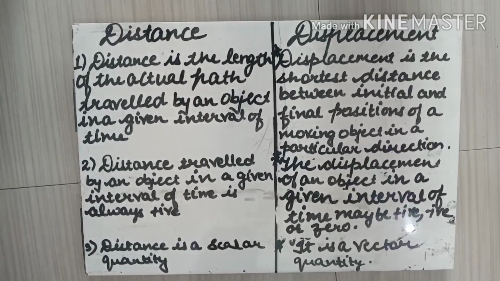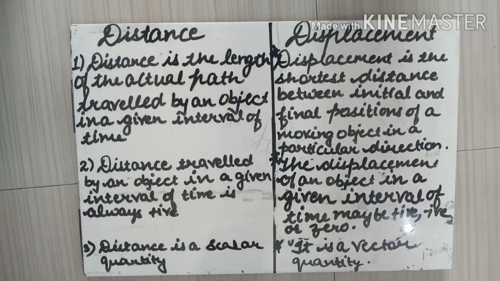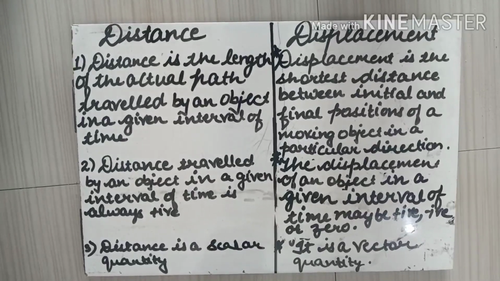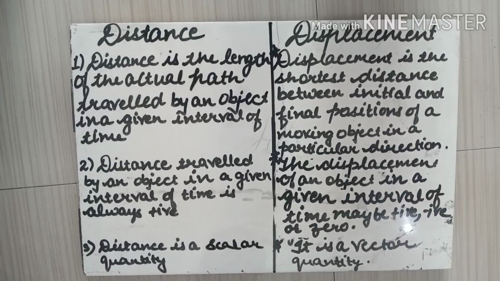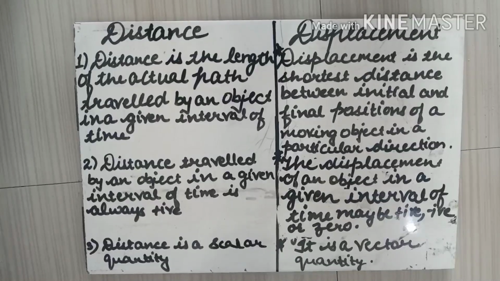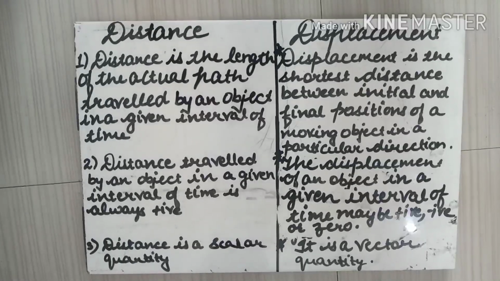Distance is a scalar quantity. Here we see only a magnitude. We do not consider direction here. Displacement is a vector quantity. Here we see the direction as well as the magnitude.